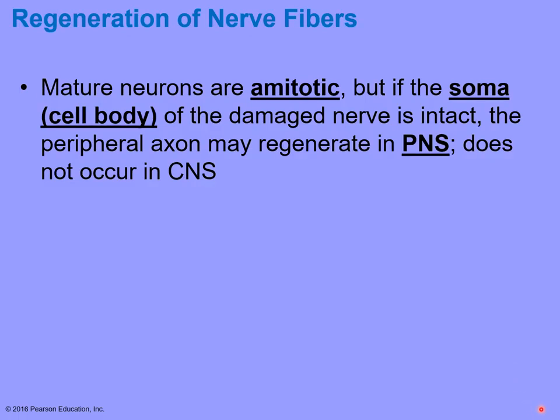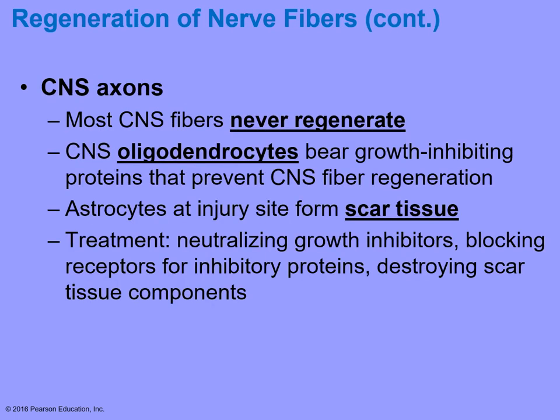But in the peripheral nervous system, the axon, if it's been cut, can, not always, but under some circumstances, regenerate. Most of your central nervous system axons will never regenerate. There are certain growth inhibiting proteins in the oligodendrocytes that prevent the fibers from regenerating. And the astrocytes tend to form scar tissue.